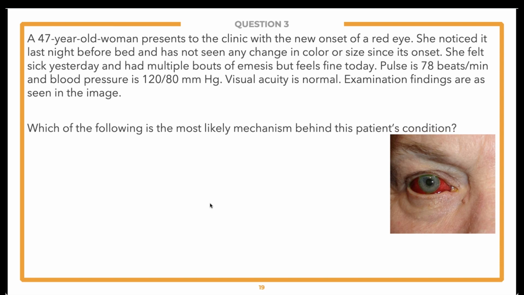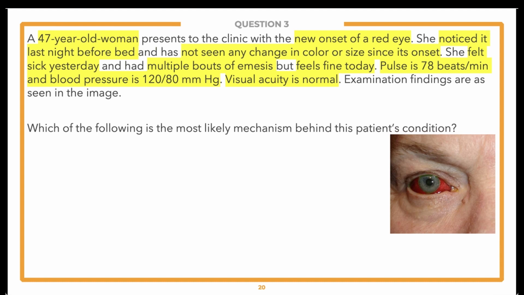And as before, we've highlighted some of the key information. Let us know in the question box how many steps you think it's going to take to solve this one, and we can walk through some of the things that we've highlighted here. So again, you're always going to look at the demographic information. You've got the new onset of a red eye. That's clear, very important, right?